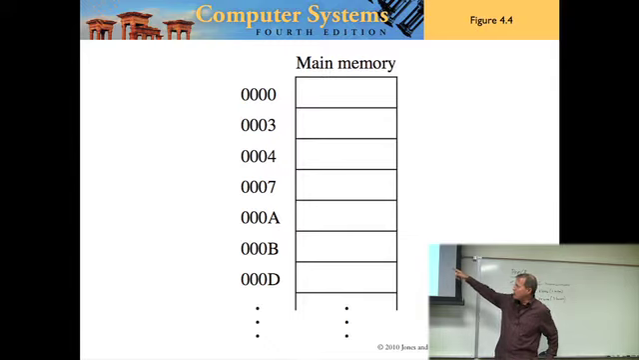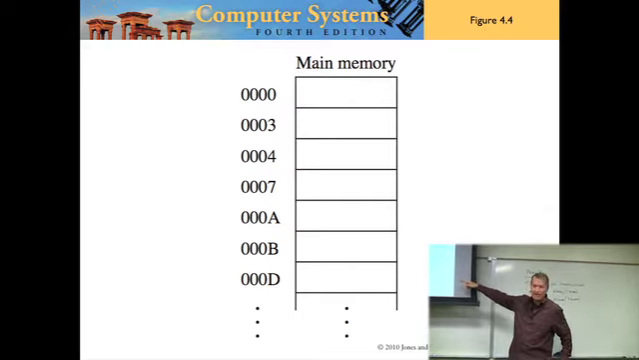Because from 0003 to 0004 is just 1. Is everybody clear? Okay, so from that, let's see. How many bytes are in the cell labeled 000B? 2. How do you know that? Because there are only 2 different distances between B and D.